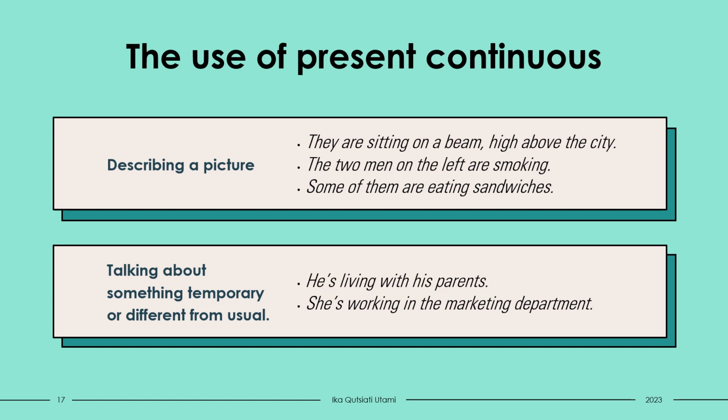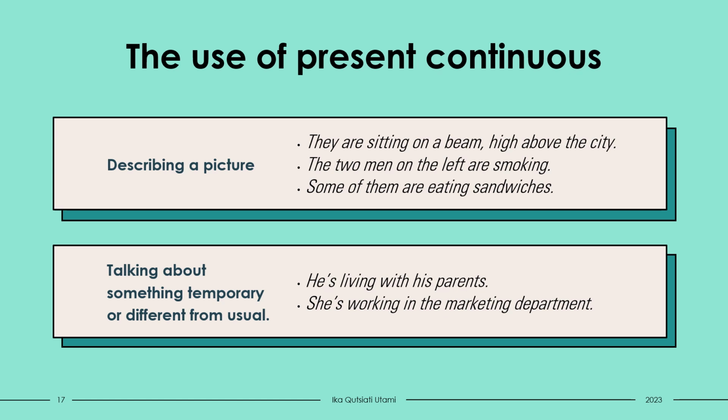The two men on the left are smoking. Some of them are eating sandwiches. It doesn't matter that the picture was taken a long time ago. We can still use the present continuous to describe it. Okay, next. Talking about something temporary or different from usual.